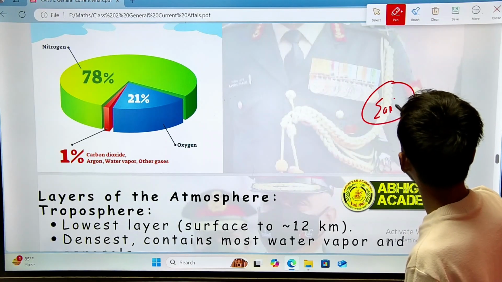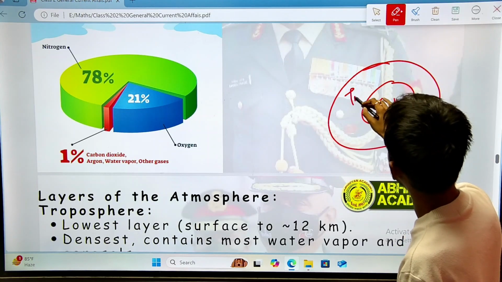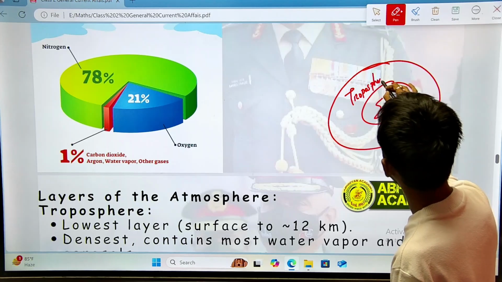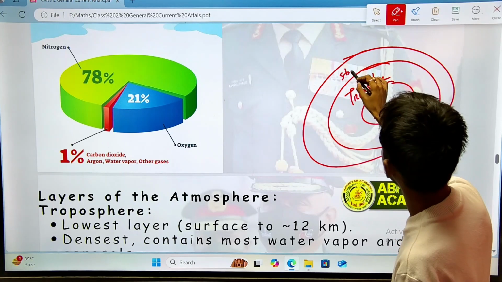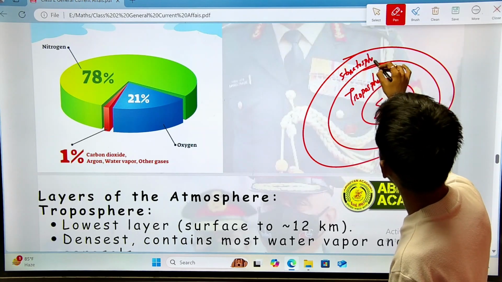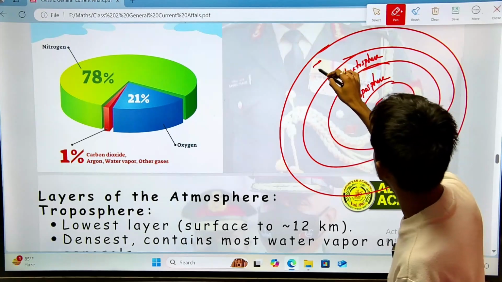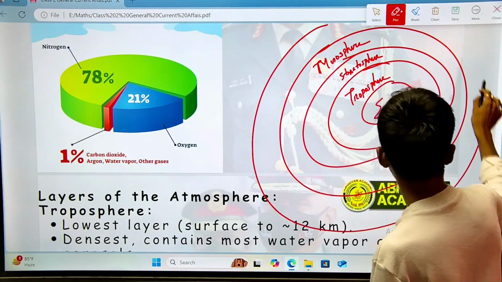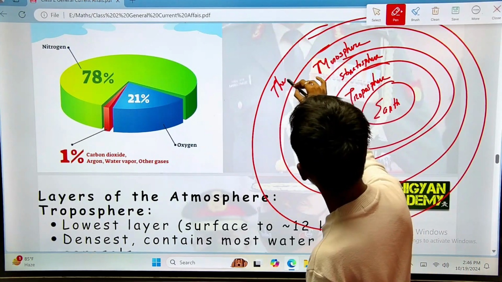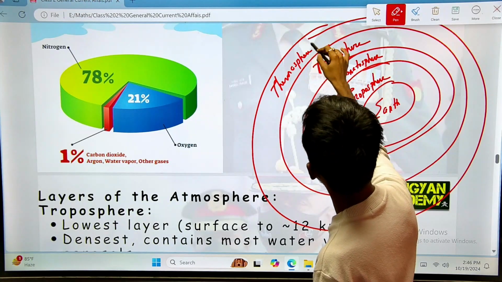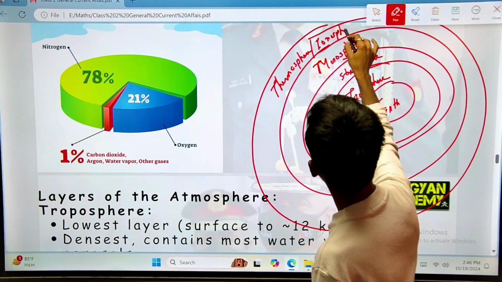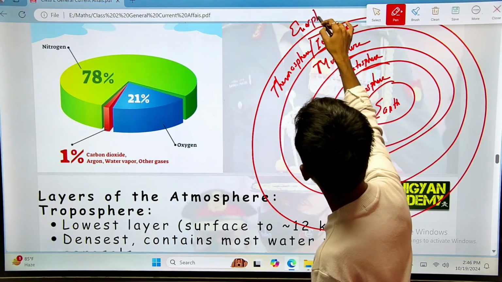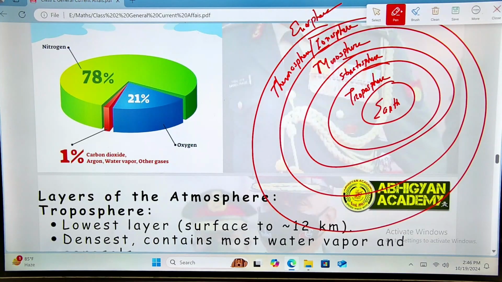This is our Earth. The very first layer is our troposphere. Then stratosphere. Mesosphere. Then we know about the thermosphere, sometimes also called the ionosphere. Lastly, the exosphere. These are the different layers of our Earth's atmosphere: troposphere, stratosphere, mesosphere, thermosphere or ionosphere, and lastly, the exosphere. Now, what about these boundaries?